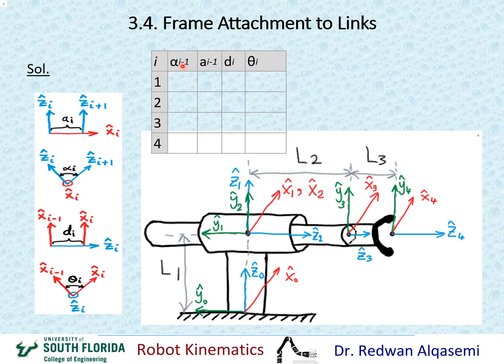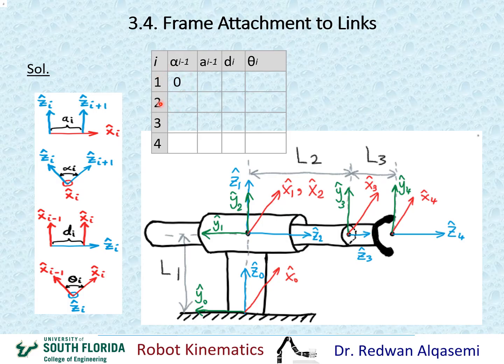So let me start with the first alpha. When i equals 1, I'll be looking at alpha i minus 1, so that would be alpha 0. This is the chart for alpha. If I'm looking for alpha 0, I should look at z0 and z1 about x0. This is z0, this is z1, and I'm looking at the angle about x0, which is right here. Obviously z0 and z1 are the same line, so the angle between them about x0 would be 0. So that means alpha 0 will be 0. I'm going to place that here.